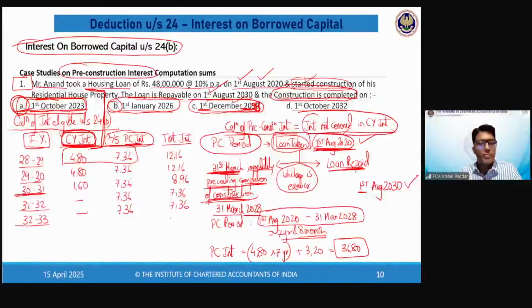Students, I give you 2 minutes. Give the working for the next scenario, that is D. Do the working for D.